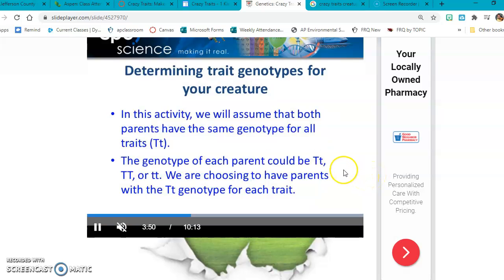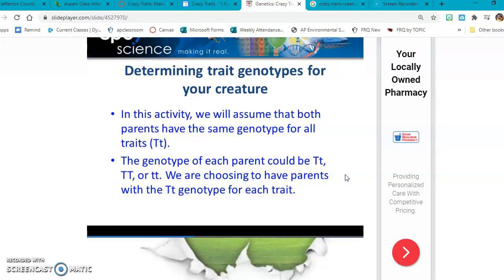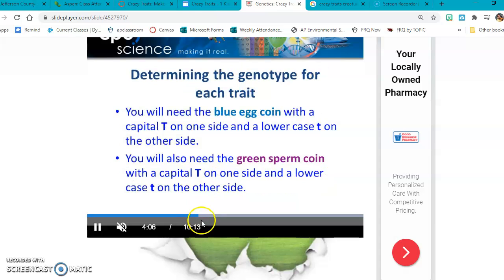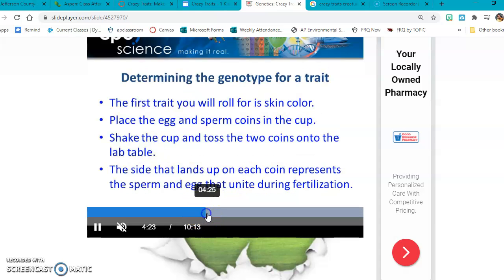In this activity, we're going to assume that parents are both heterozygous for all the traits, so the genotype of each parent should be big T, little t, hence you have one coin with heads and tails and another coin with heads and tails, okay? And so we're going to use that sheet to determine what our offspring will look like.